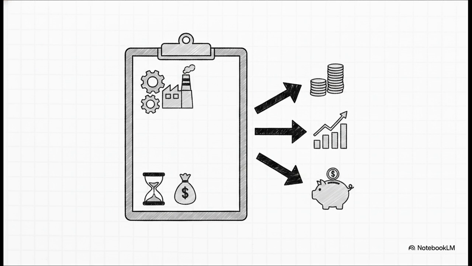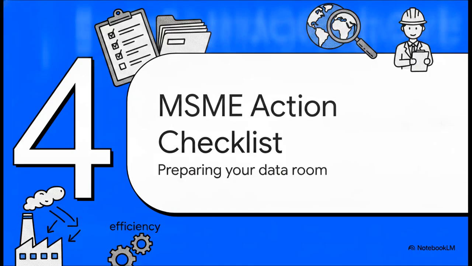Look, if you spend X amount today, you're going to save Y amount every month, and the whole thing will pay for itself in Z months. Section 4, your MSME action checklist. It is time to prepare your data room before the auditor even steps foot on your property.